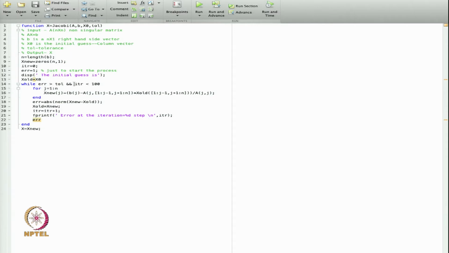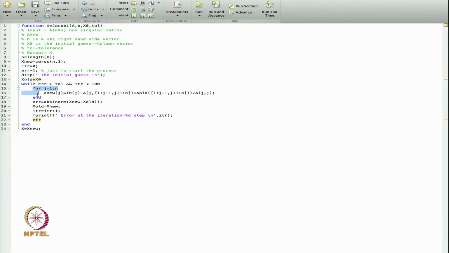So, if both the conditions are satisfied, only then it will go to this loop. That is why I am putting the error equal to 1 here, so that both the conditions will be satisfied, and then my loop will start. So, just to start the loop, I will give the value error is equal to 1.